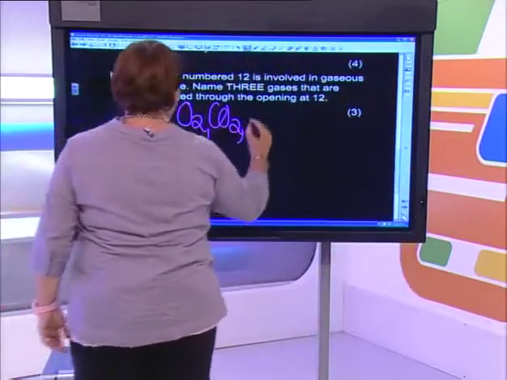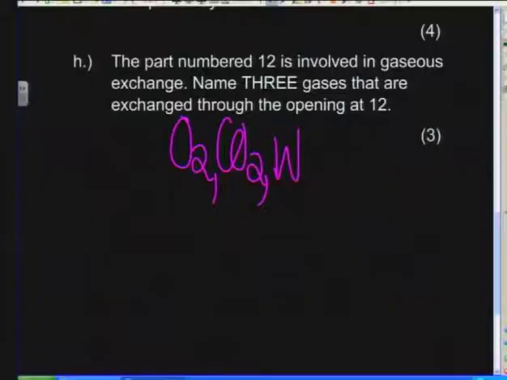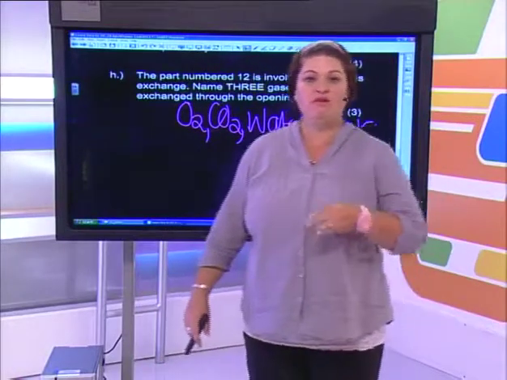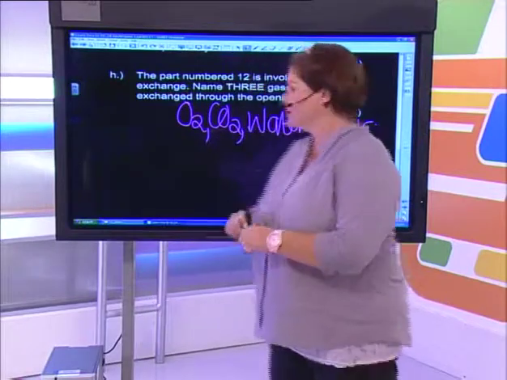It's actually water, but it's water vapor. Water gets lost in the form of water vapor. I'm sure you've breathed against a window before, and it's made a nice little sign there.